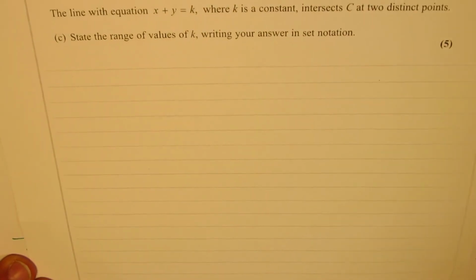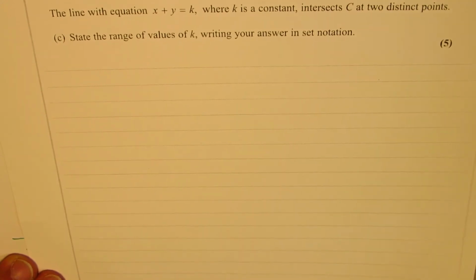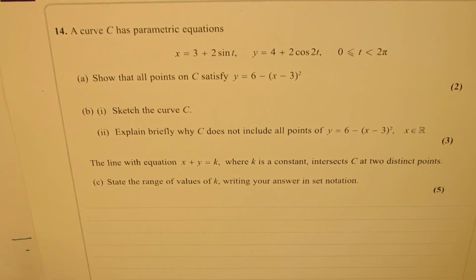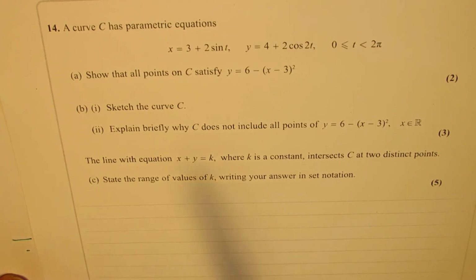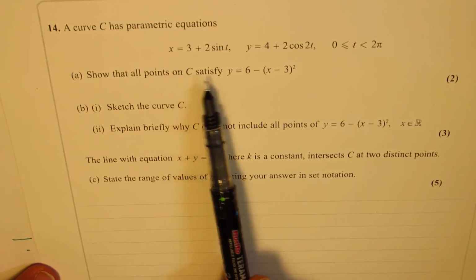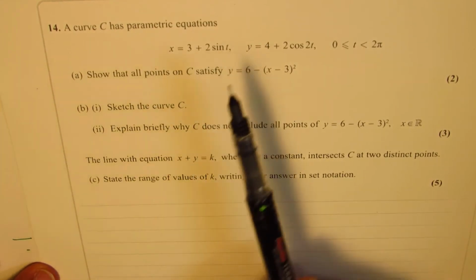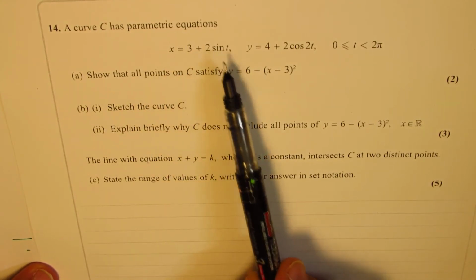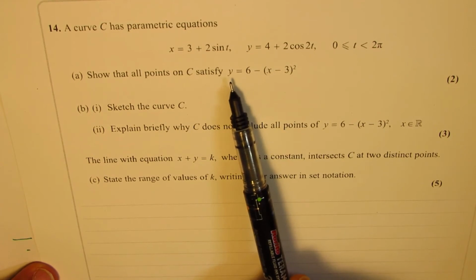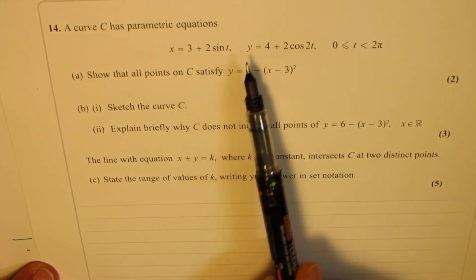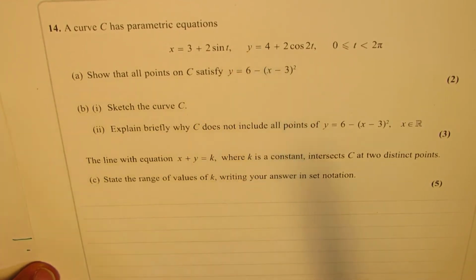Now, normally you have to solve in this space. Now, what we are going to do is try to use the space in between also, and do it in the shortest possible way. So let's in the very beginning understand how to show that all points on C satisfy this particular condition. Now we are given x as 3 plus 2 sine t. If I substitute this for x, let us see what do we get for y. Do we get this equation? If we get that, then that means these points satisfy the given condition, right?